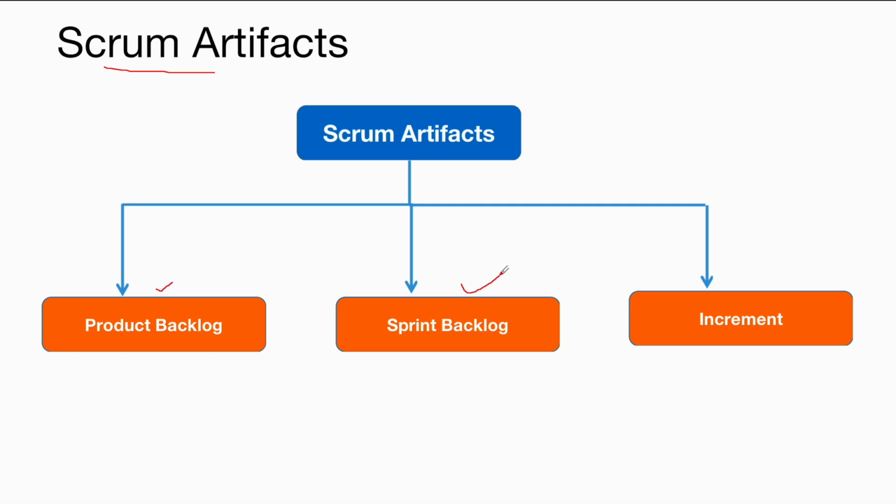Another Scrum artifact is the increment. The increment is the result of work done during the sprint. It is the sum of all the completed tasks that are ready to be used. For example, after a sprint, you might have a working menu feature in your app.